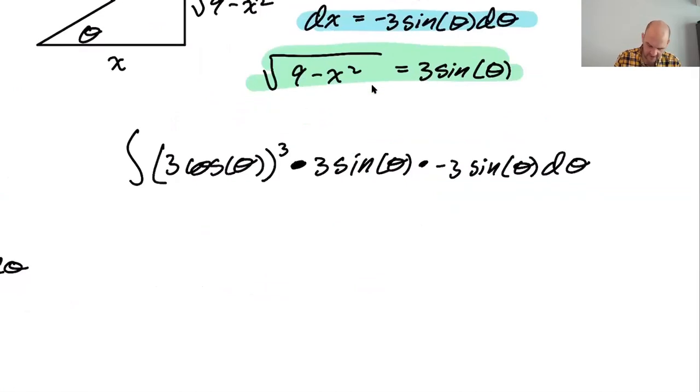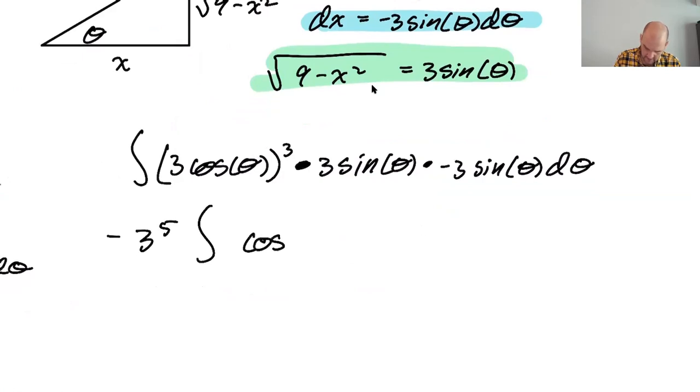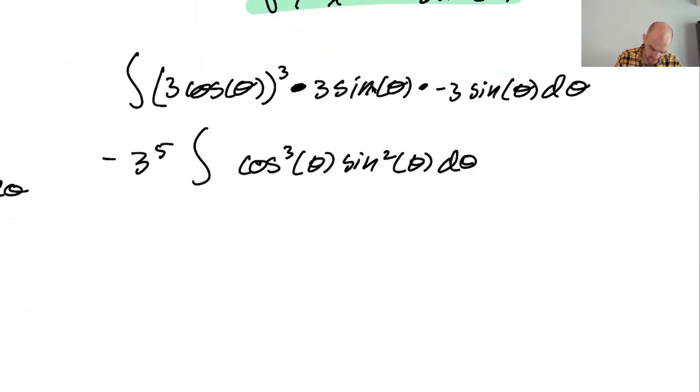We have 3 to the 5th. I got negative 3 to the 5th. And then the integral of cosine cubed and sine squared. Seriously? Powers. All right, so I'm going to save a cosine. Negative, what's 2 to the 5th? 2 to the 4th is 81, so it's 243.